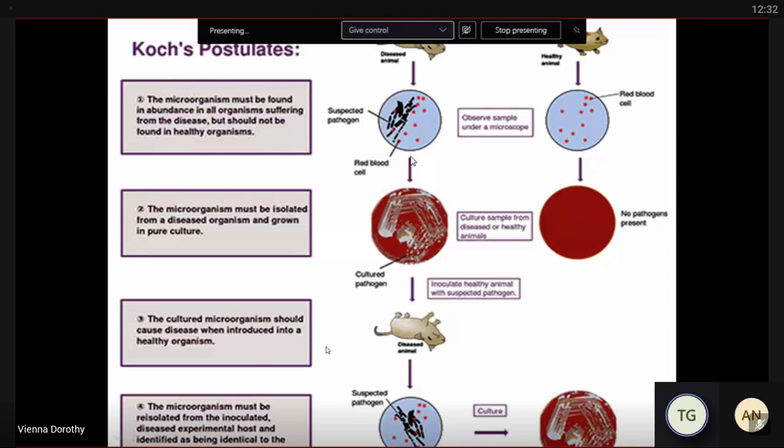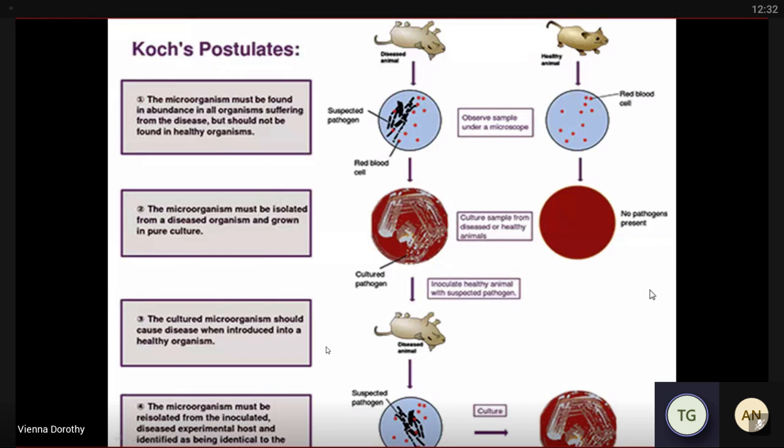Ma'am, the fourth point is kind of not visible actually. Identical to that's the only part I can see. After that, it's not visible. Like the same organism. Okay, it's gone. I will send it to you. Okay. Ma'am, identical to the chained organism, the same organism that was isolated from the first animal.